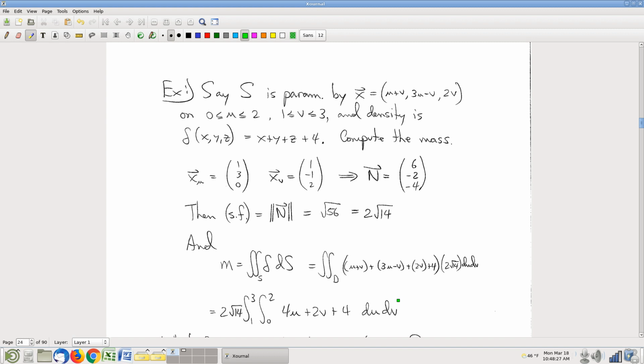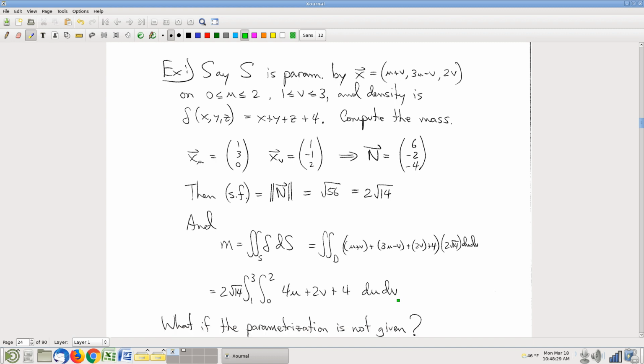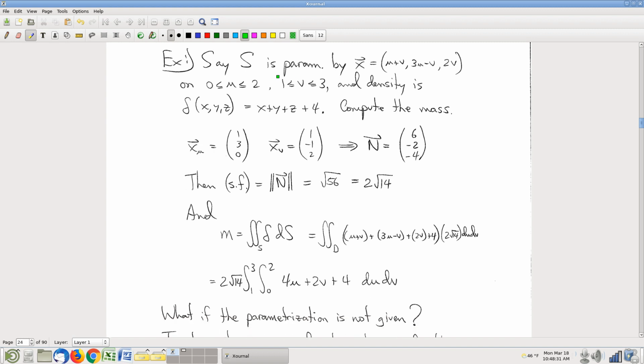Okay, so this parameterization that was given in the previous problem won't always be given. How do I find a parameterization?